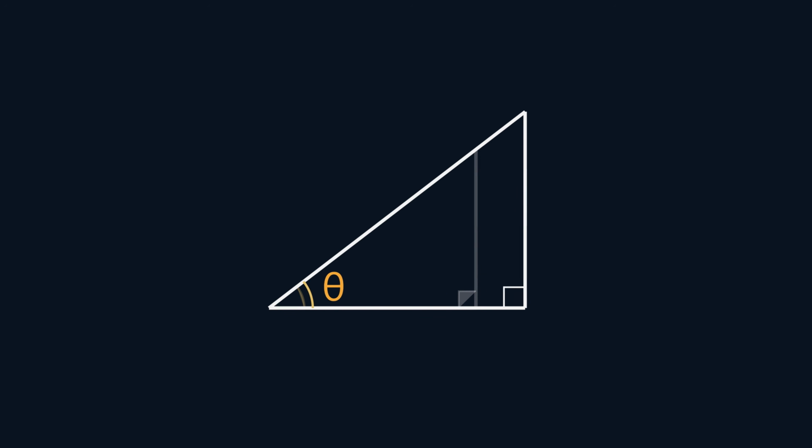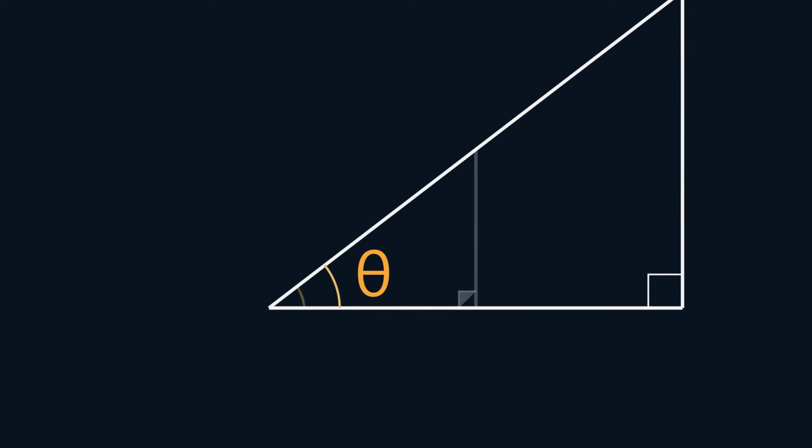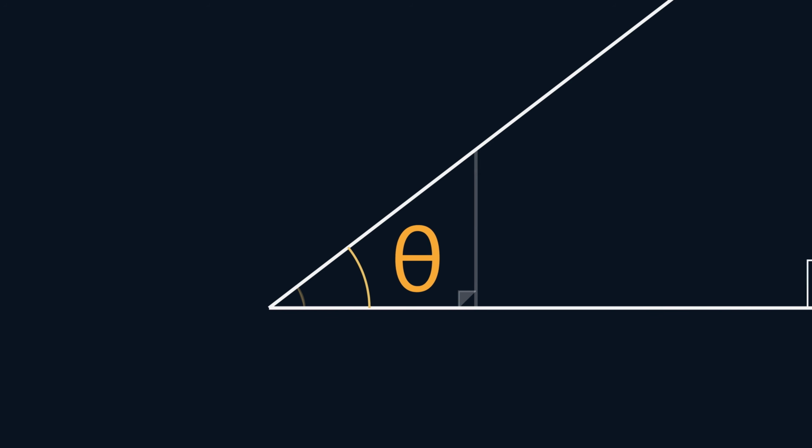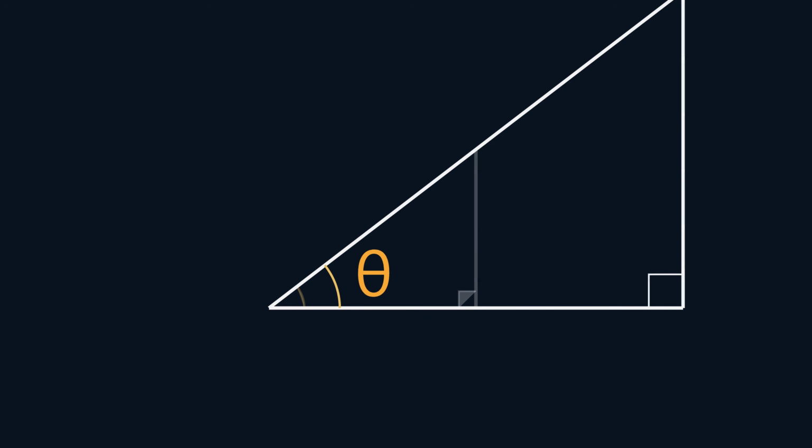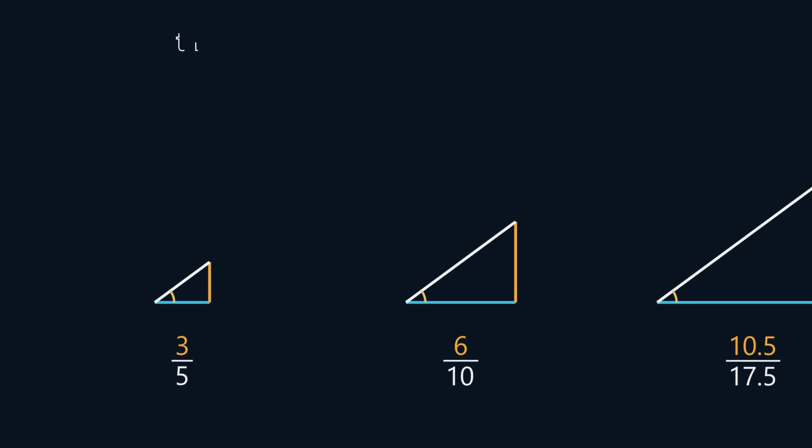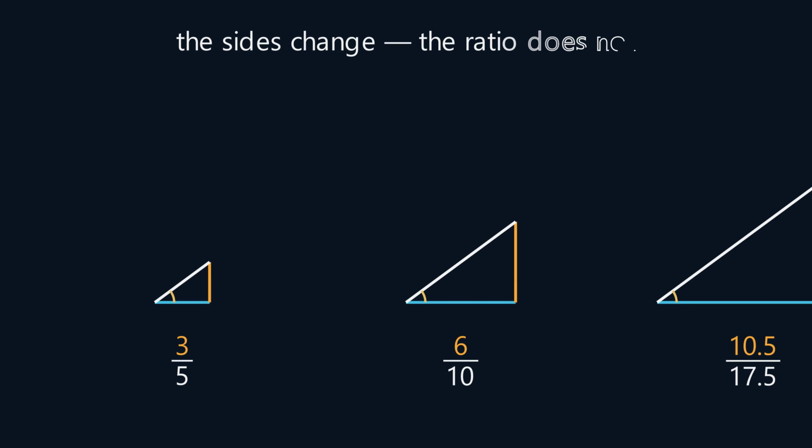Now watch what happens when I make the triangle bigger, not stretched, scaled. Every side grows by the same factor, and the angles stay exactly where they were. This is the oldest theorem in the toolkit, similar triangles. Here is the consequence, and it is the most important sentence in this entire video. When the triangle grows, the sides all change, but the ratio between any 2 sides does not change at all.